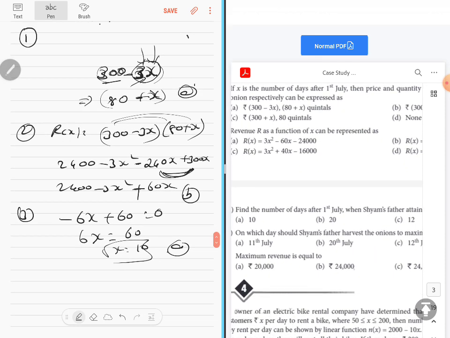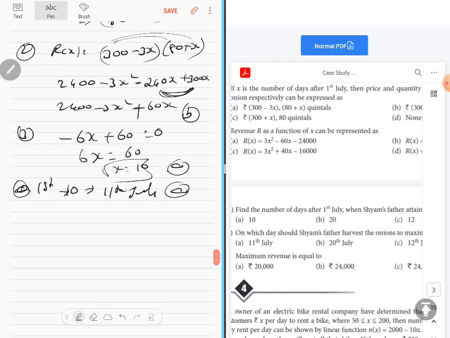On which day should Shyam's father harvest? He started on the 1st of July. So after plus 10 days, he should do it on 11th July. That is again option number A. So let's go to next.